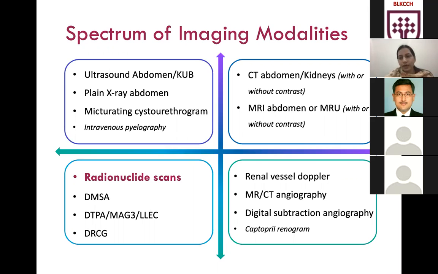Micturating cystourethrogram gives us further details of the urinary tract. When we require more details, we can use CT or MRI. And with 3D reconstruction, now it is possible to study the anatomy, and the vascularity can be assessed with these studies. But the radionuclide scans add another dimension. They complement these investigations by telling us about the function. So all these investigations need to be decided based on the clinical condition, and they complement each other. They cannot replace each other.